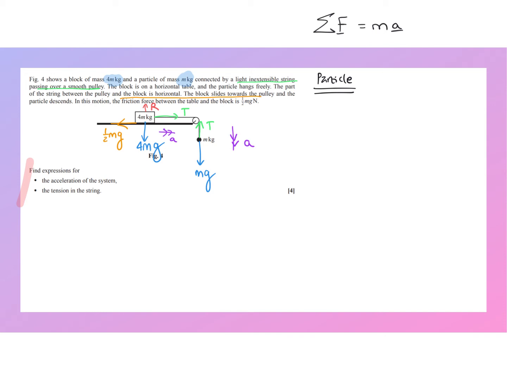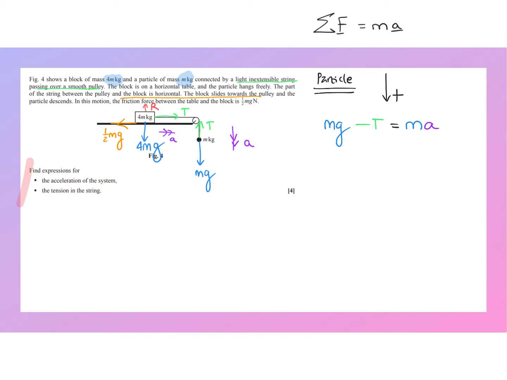So the particle is moving downwards. Let's make down the positive direction. The resultant force is the weight, mg, minus the tension, which is equal to the mass, m, multiplied by the acceleration, a.